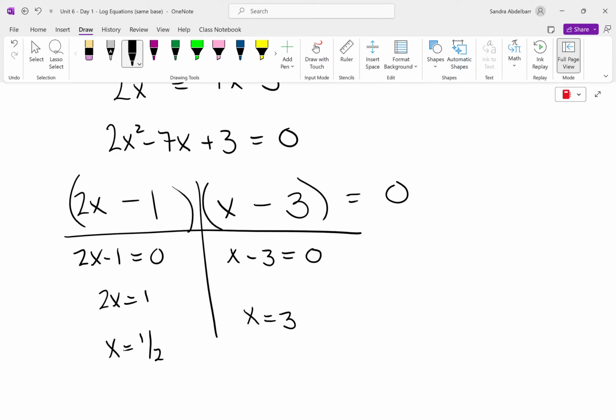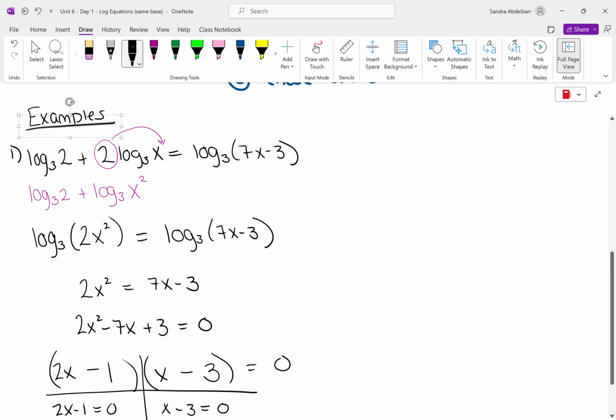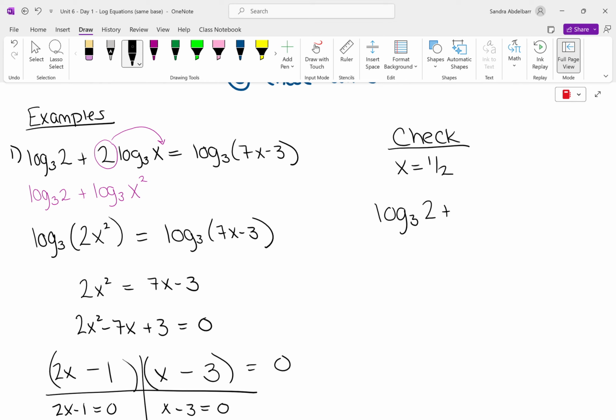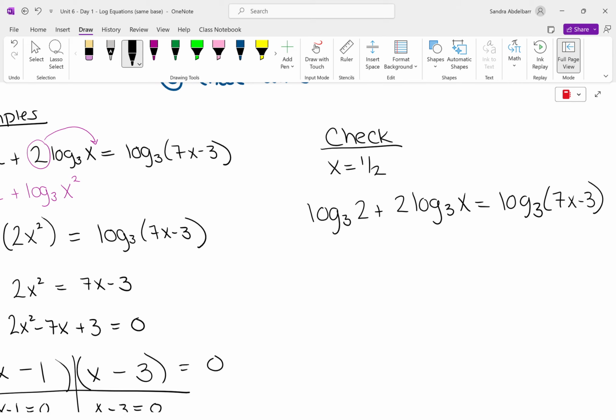We have to check for solutions that don't work. So how do we check? We have to go back to the original, the very first one, before we changed anything. So I'm going to first check x equals a half. And I'm going to have log base 3 of 2 plus 2 log base 3 of x is equal to log base 3 of 7x minus 3. Now I'm going to plug in the half for any time I see x.